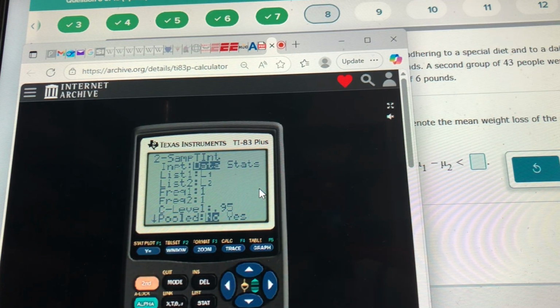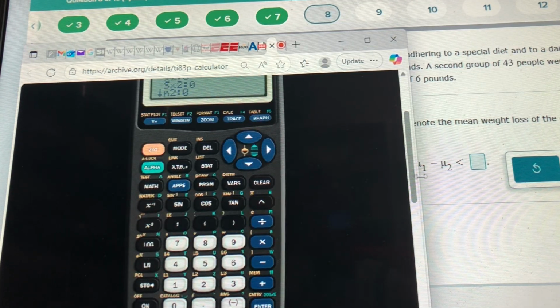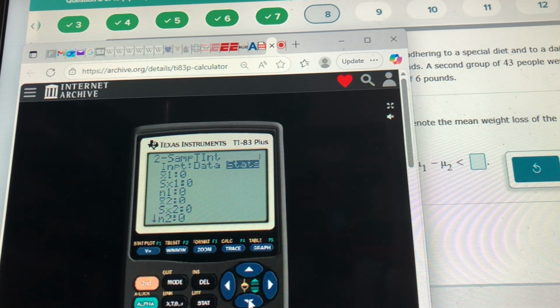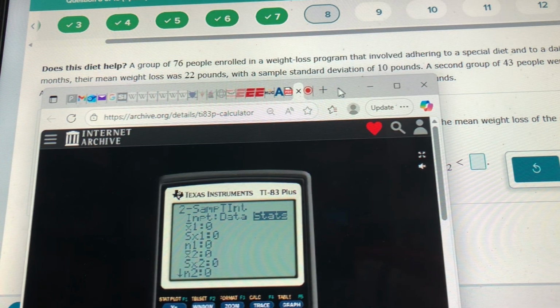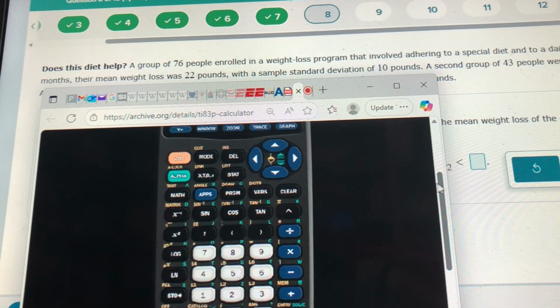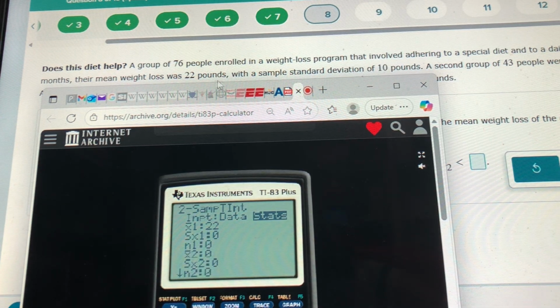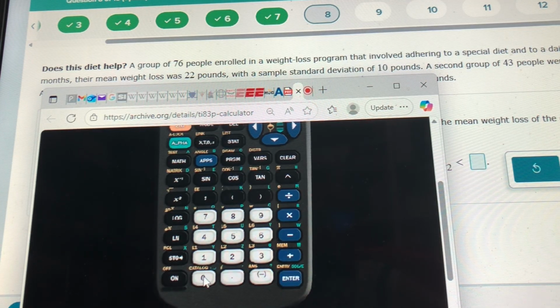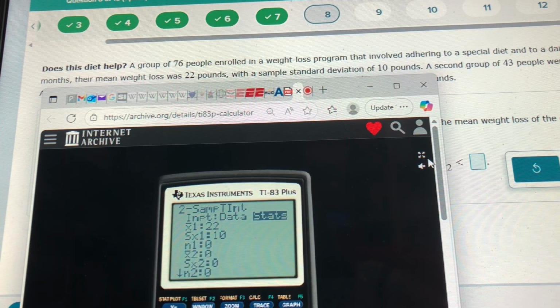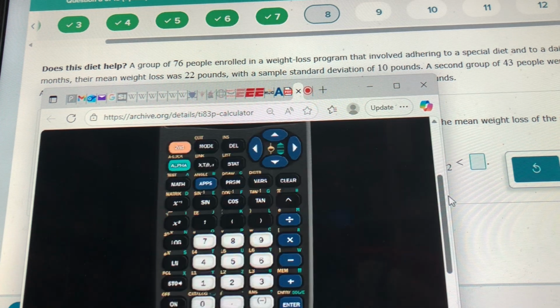And just like the test, you can do data or stats. I'm going to go over to stats because that's all the information in the paragraph. And now you just fill all this information in. So the first sample mean was this 22 right here. Their mean weight loss was 22. The first group had a mean in the sample of 22, with a sample standard deviation of 10, so that's definitely S1. And that was a group of 76 people. So N1 is 76.